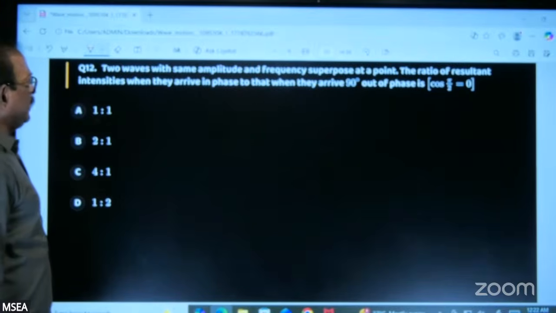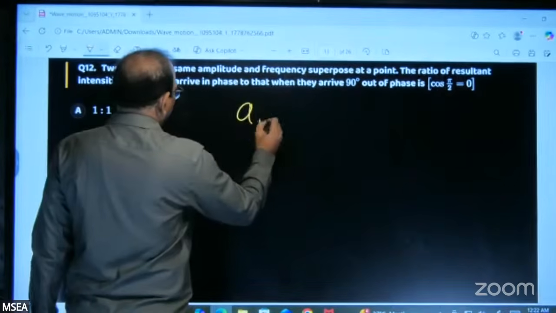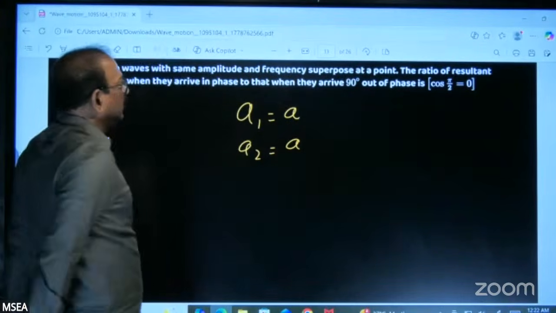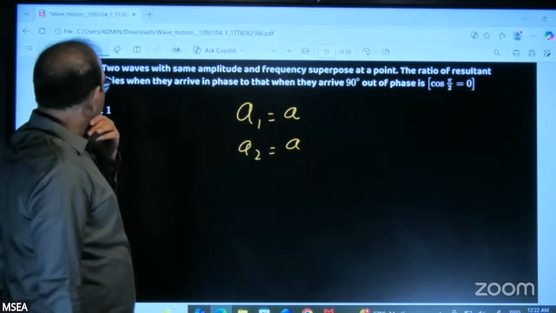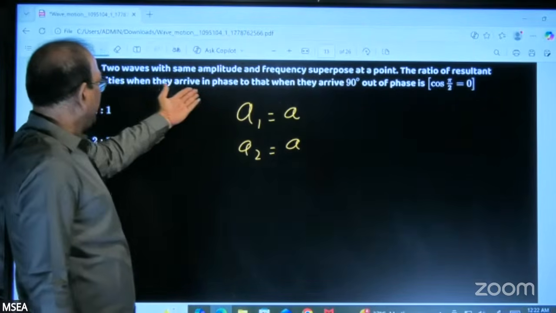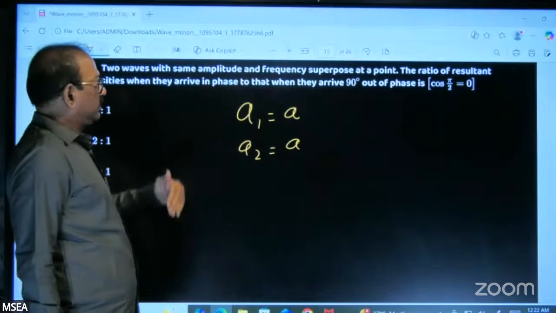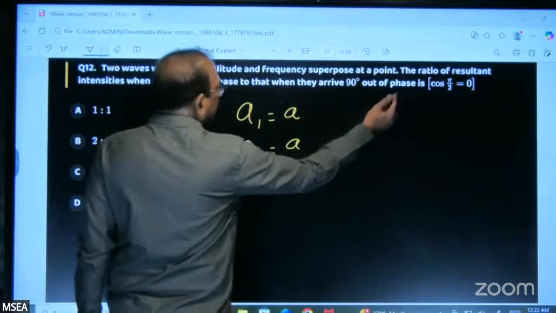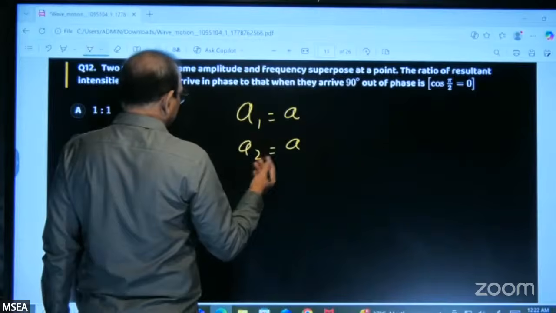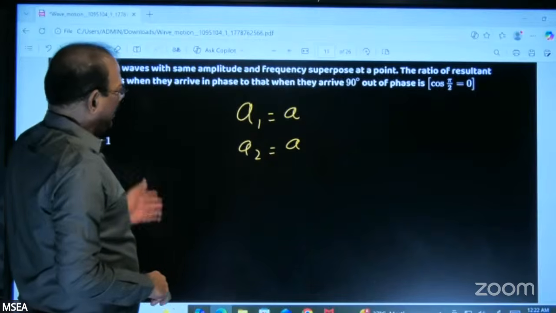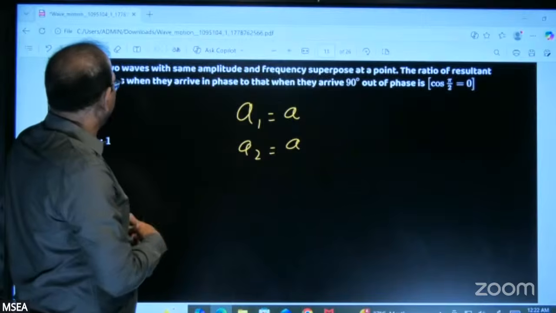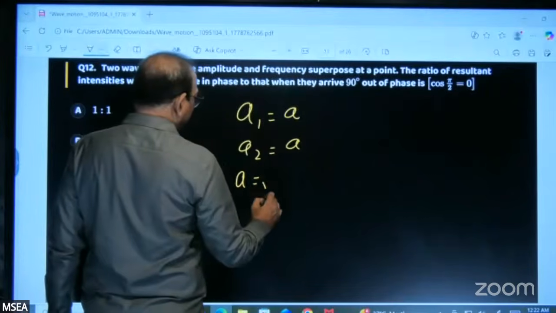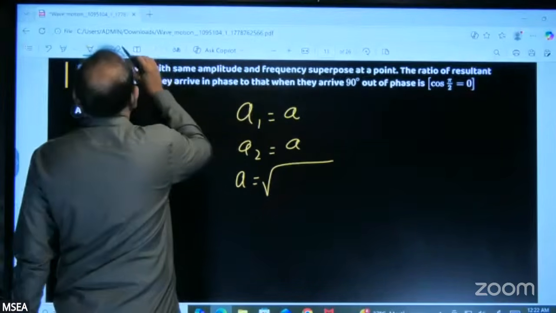Two waves with the same amplitude and same frequency. First wave amplitude A, second wave amplitude also A. They superimpose. Find the ratio of the resultant intensity when they arrive in phase to the resultant intensity when they arrive 90 degrees out of phase. What is the resultant amplitude and resultant intensity? What is the resultant amplitude? I will use the symbol R.